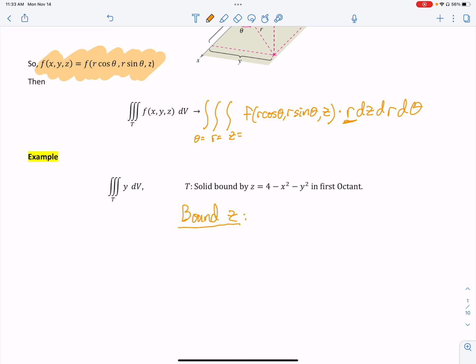To bound z, we have z caught between two different functions. This tells me it's bounded by the xy plane, and z equals 0 as well. Like we're bound in that first octant. So I know that z is bound between 0 and this function.